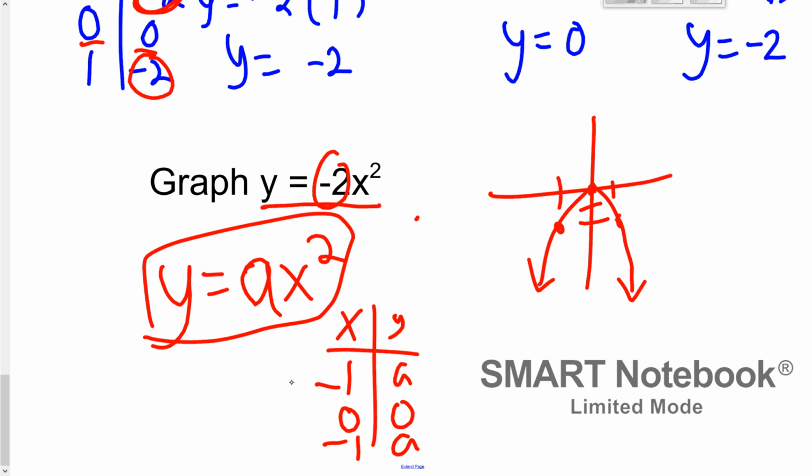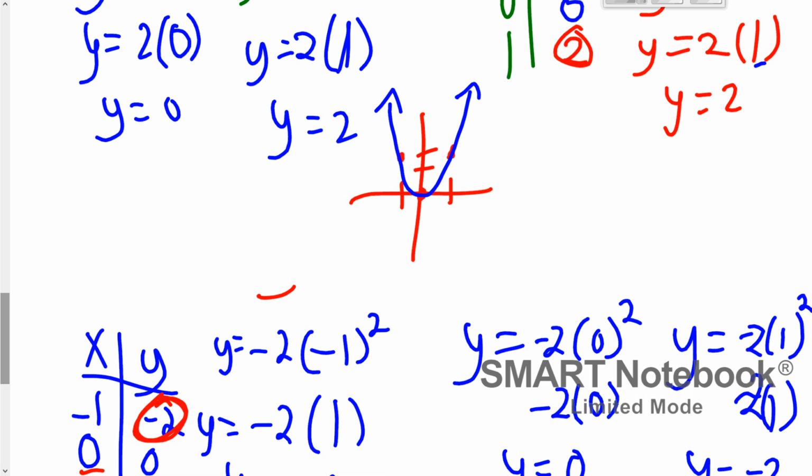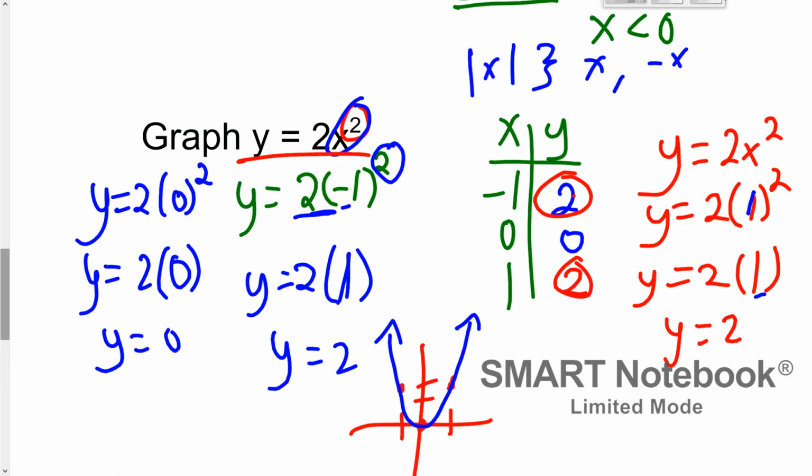Y equals ax squared. And notice that negative made that face down, right? Because I'm multiplying it by a negative. A positive in front, a +2, made it face up.